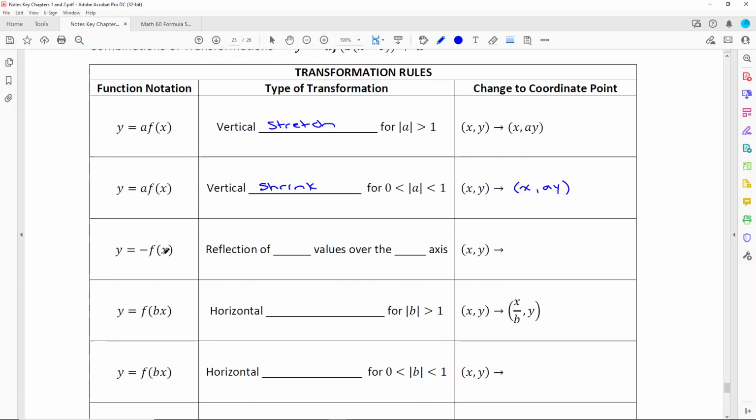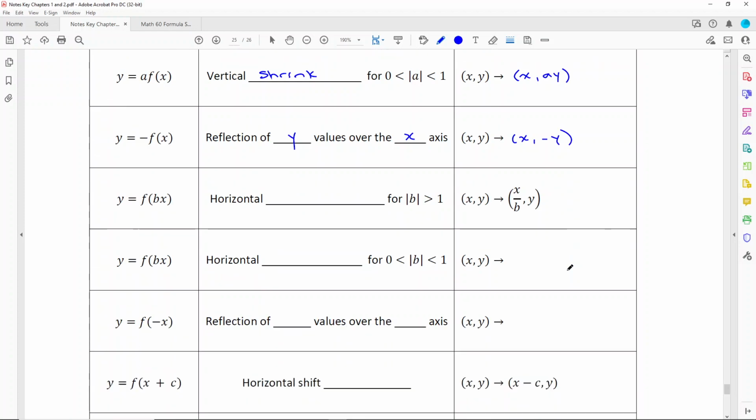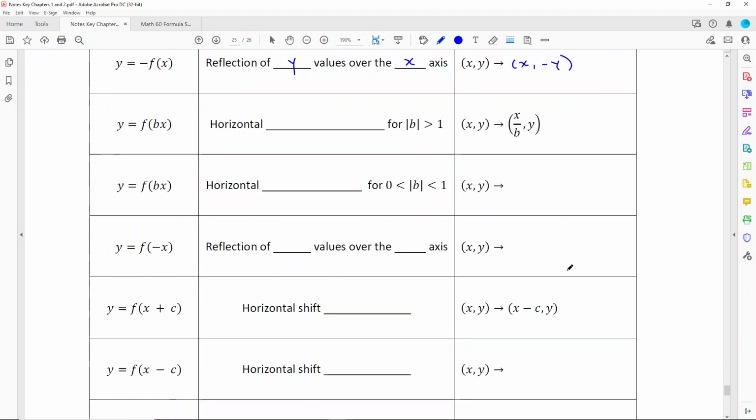What if the A value is negative? Well, you get a reflection of the Y values over the X axis. That point X, Y would now be the point X, negative Y. All right, if you want to pause the video and keep filling out this chart, it's better for you than for me to do it, but I know sometimes people just like it when I do it.